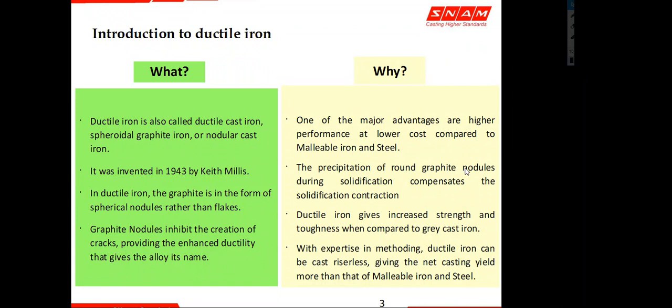Here, when we talk about manufacturability, we'll be talking of the risering and gating system. Risering plays a major role, which relates to the yield of the casting.